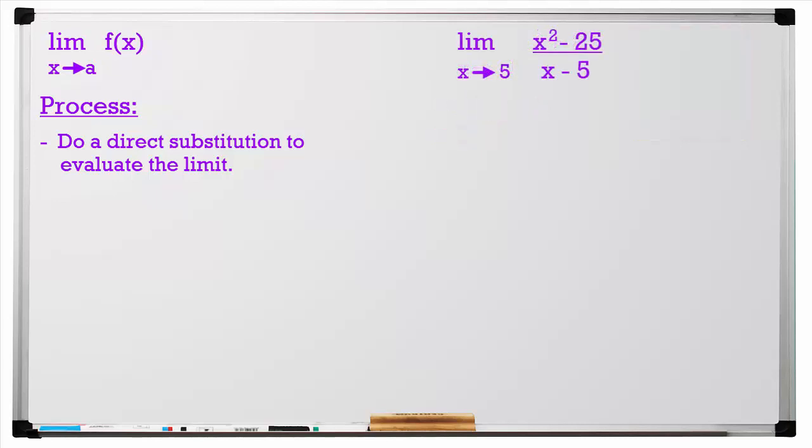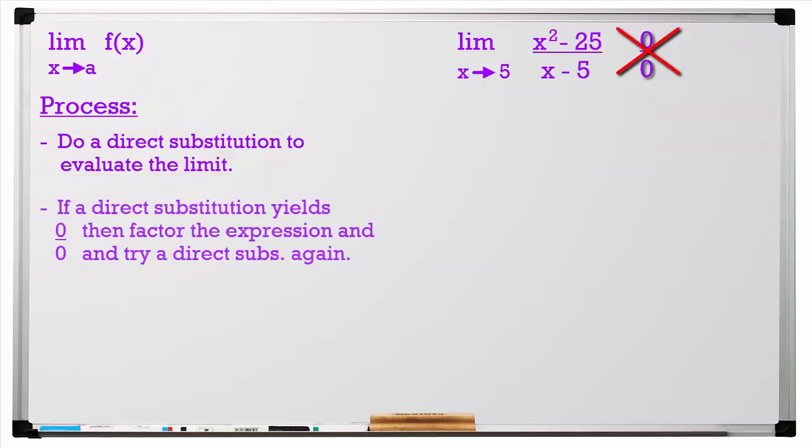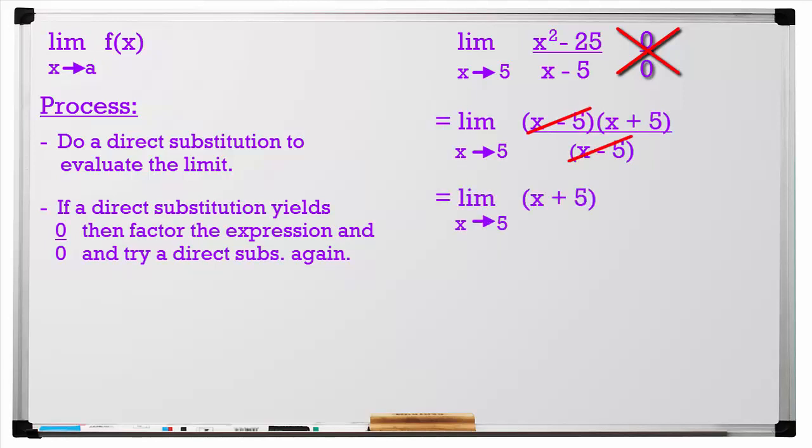Let's consider the limit of x squared minus 25 divided by x minus 5 as x goes to 5. So in this case, if we do a direct substitution and evaluate the function at x equals 5, we get 0 over 0. When we get such a form, we need to factor the expression and cancel out what's giving the 0 over 0. Then we try a direct substitution again. In this case, we get 10.